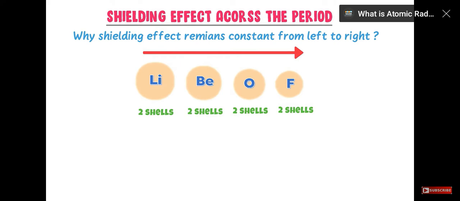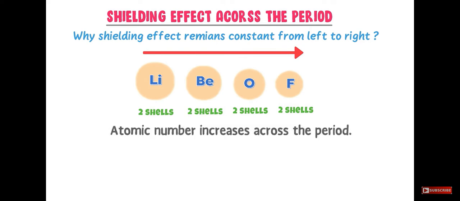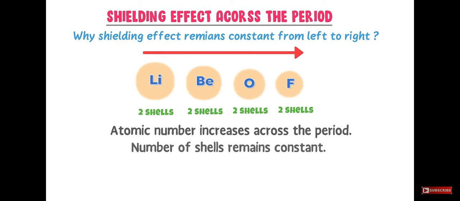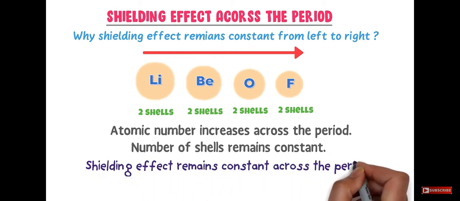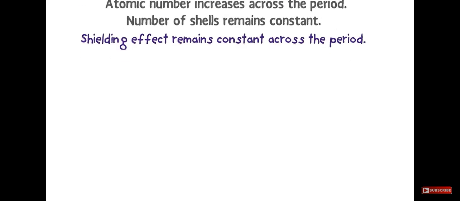The valence electrons are roughly at the same distance from the nucleus. According to Coulomb's law, these outermost electrons experience almost the same nuclear force. Although the atomic number increases across the period, the number of shells remains constant, which dominates the increasing atomic number. The shielding effect remains constant across the period. Therefore, remember that shielding effect remains constant from left to right across the periods.